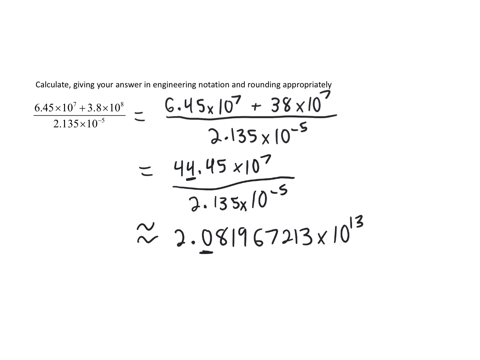But the question asks for engineering notation, so we're also going to put it into engineering notation, giving us 21 times 10 to the 12. Remembering that engineering notation, your power has to be a multiple of 3.